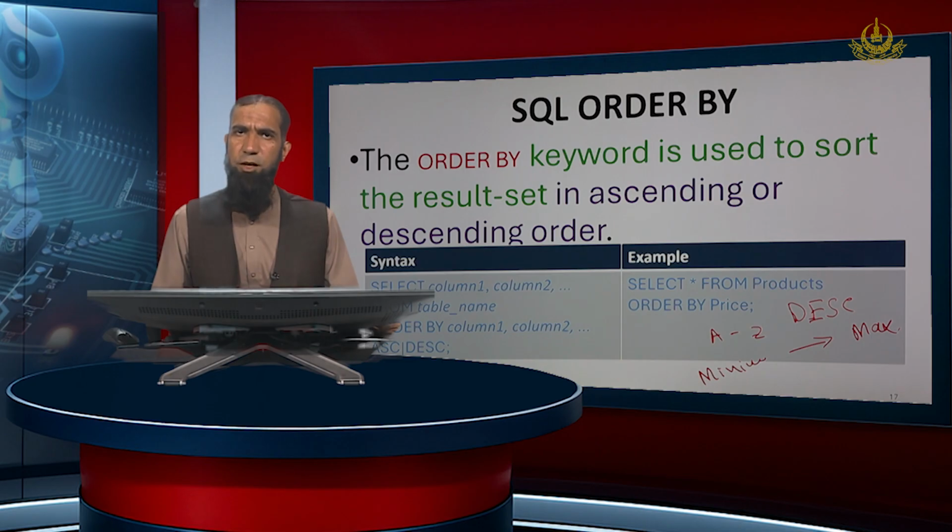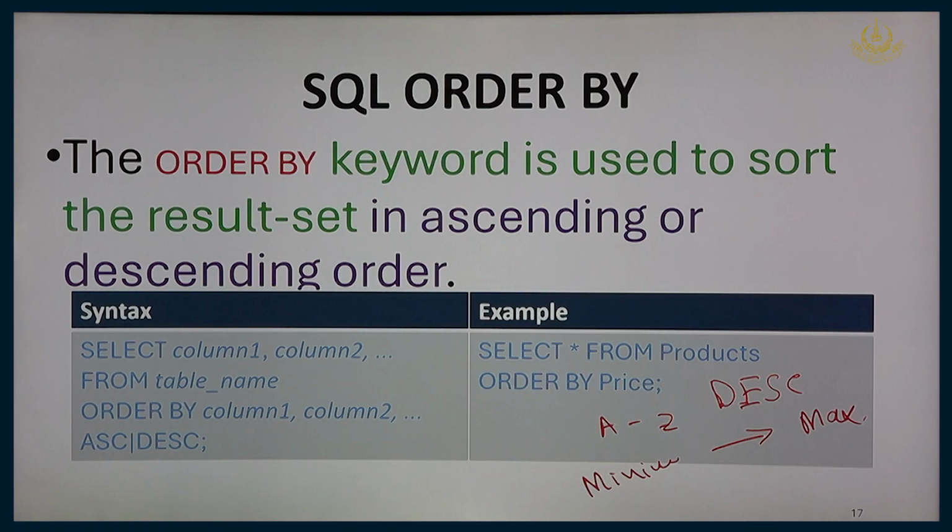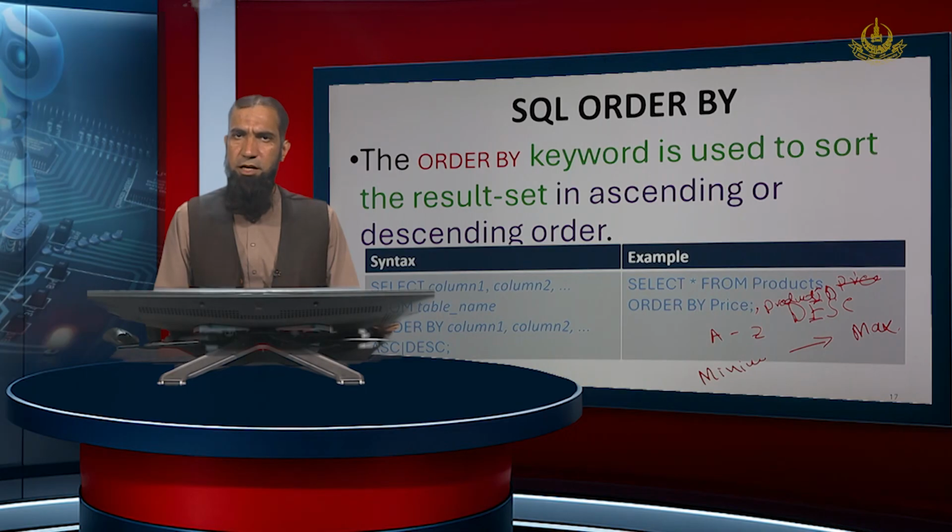You can also sort by multiple columns. For example, select star from products, order by price, comma, product ID. So it sorts in two ways. First sort by price, then sort by product ID. Sorting is often used in reports, dashboards, or any presentation where readability matters.